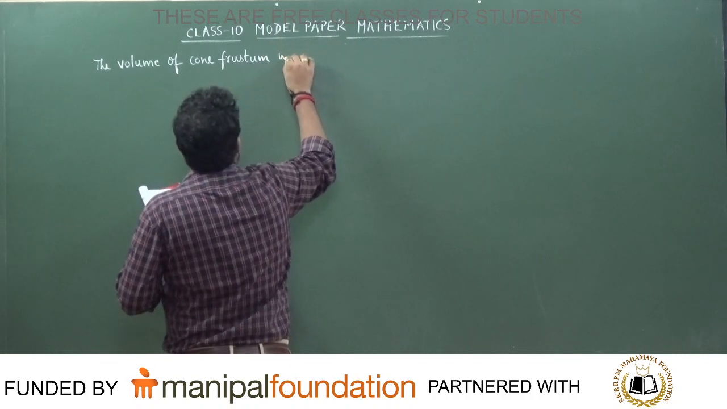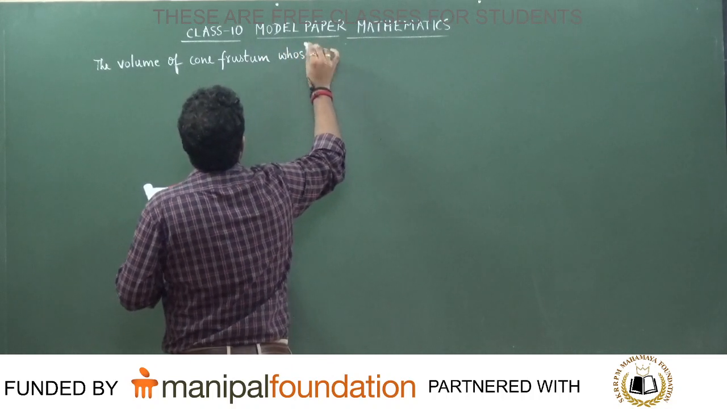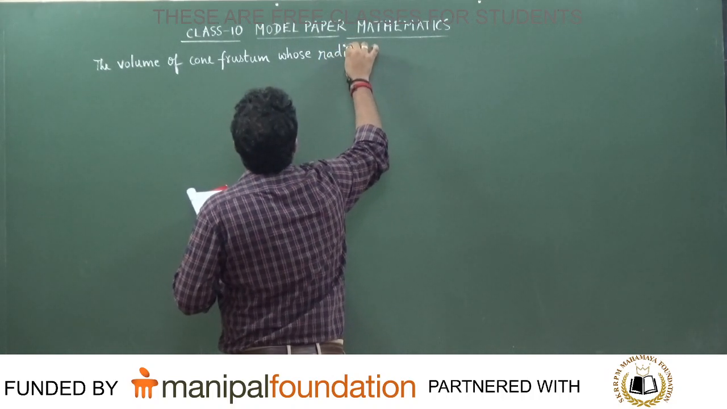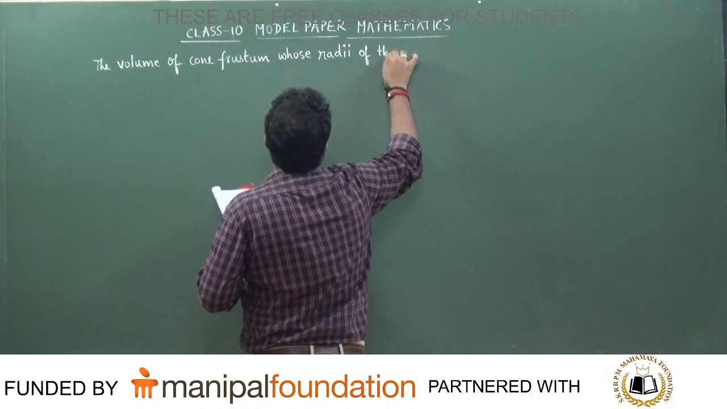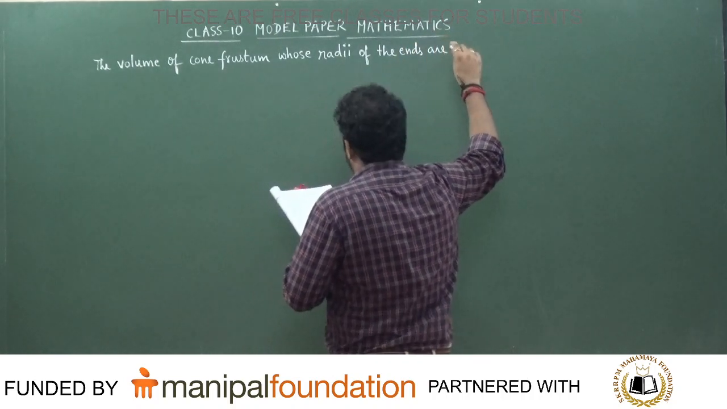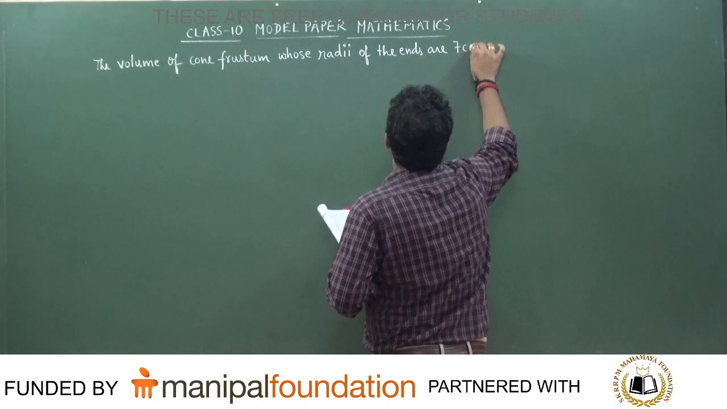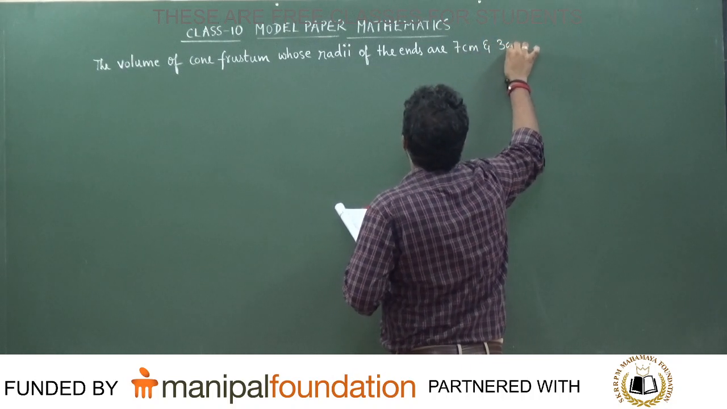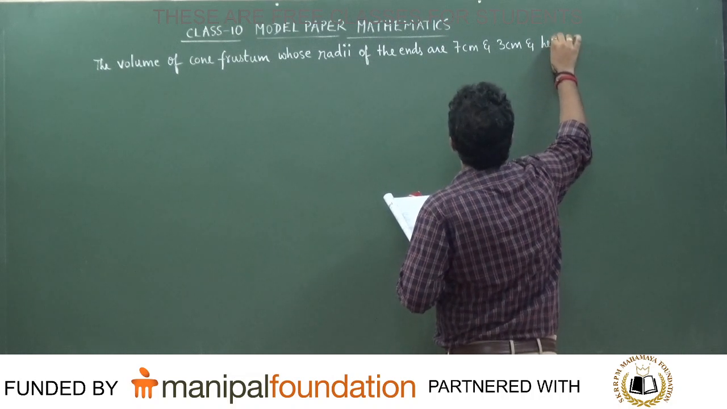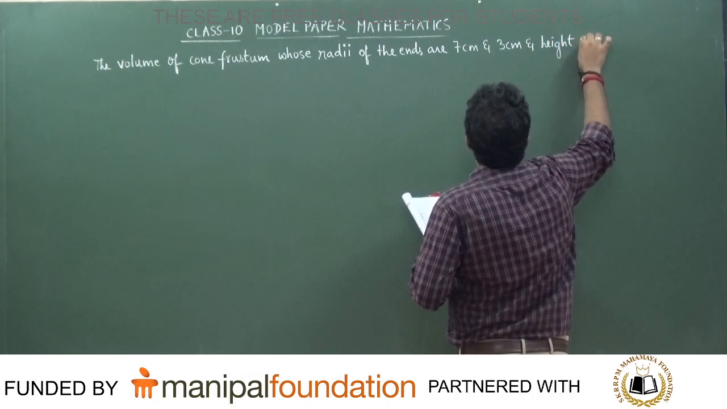The volume of a cone frustum whose radii of the ends are 7 centimeter and 3 centimeter, and height 3 centimeter is dash.